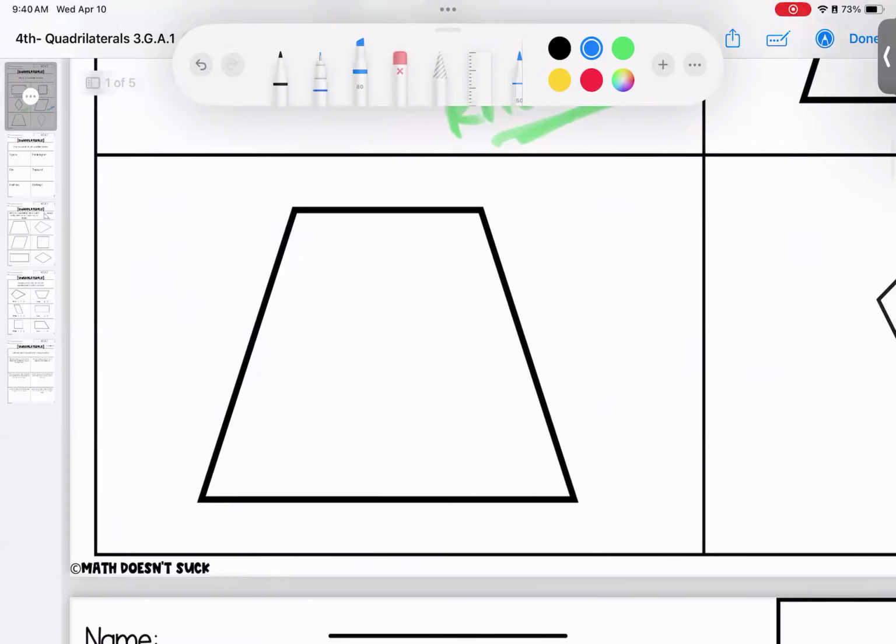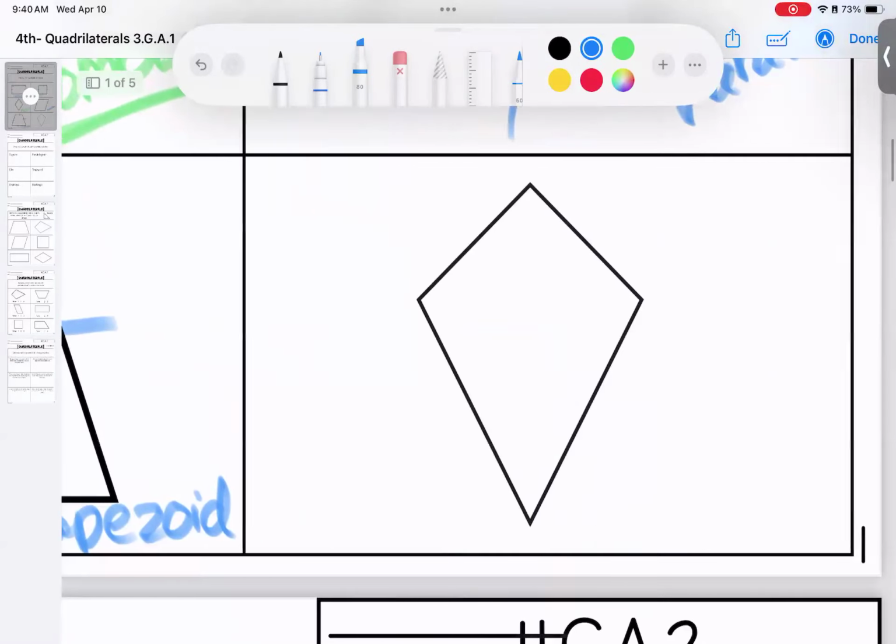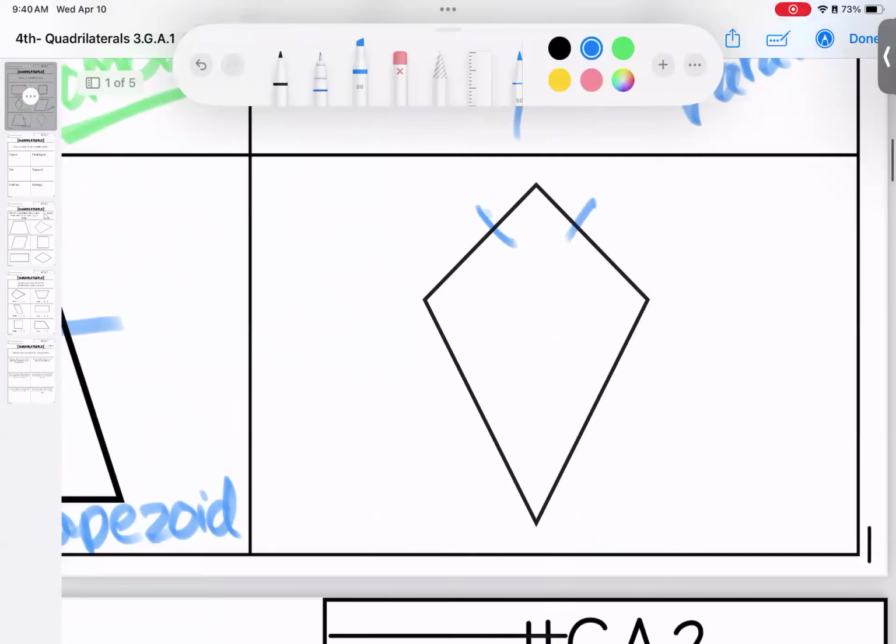Then the one that we call the odd man out, because this is the most different of our quad squad. We have a short line, we have a long line, we have two congruent sides, we have all different angles. This is a trapezoid, the trapezoid. And then our last one up here, we have two short sides, we have two long sides, and it looks like its name. This is a kite.